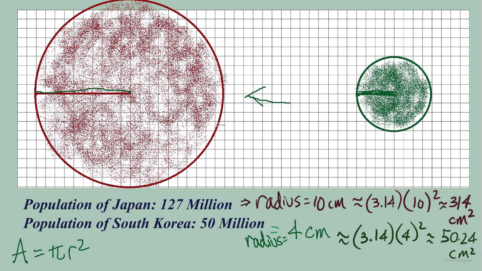And now we can set up a ratio to compare these areas. 314 square centimeters compared to 50.24 square centimeters is about 6.25. So we've constructed circles where the area of the larger one is 6.25 times larger than the smaller. But again, we're trying to represent the population, which is only 2.5 times bigger. So just like the example with the squares, our issue was that we used a proportion to find the radius, but what we actually need to do is use a proportion with the areas.